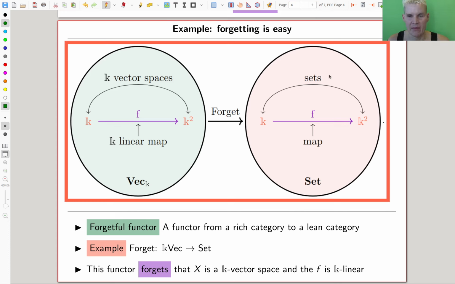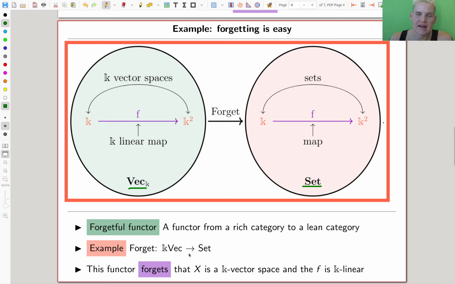And the standard example you can have in mind is between our two best friends, vector spaces and sets: there's a forgetful map. Just forget that you have a vector space. Very easy. It sends an object to an object. It sends a vector space to a set, just to the underlying set. Forget the linear structure. It sends a linear map to a map by just forgetting that you have a linear map, and it preserves composition in the obvious way. So it's a standard example of a functor.